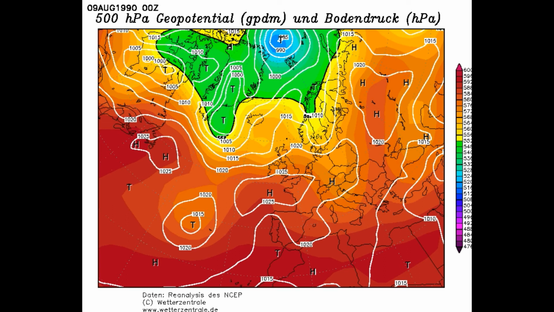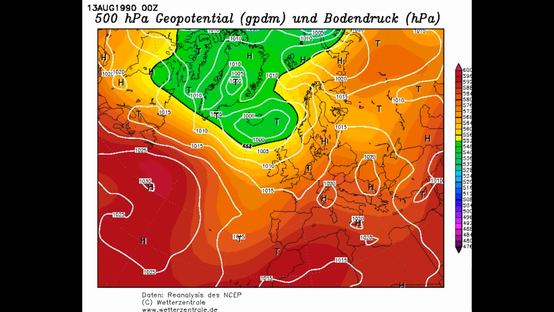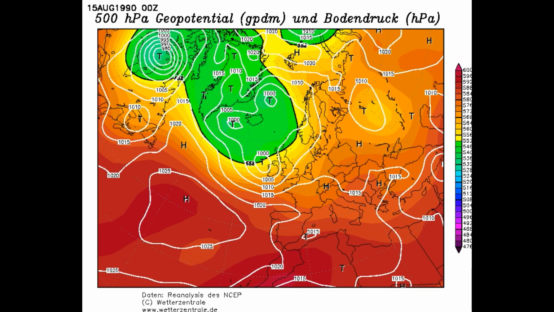And through the 10th and into the 11th of August, again, things just stay where they are. Before really then, by the middle of the month, things do start to turn a bit more unsettled. So through the 13th and into the 15th of August, cooler weather does return. And this was the end of that 38-day drought.